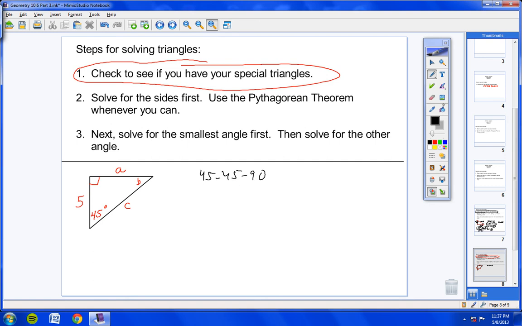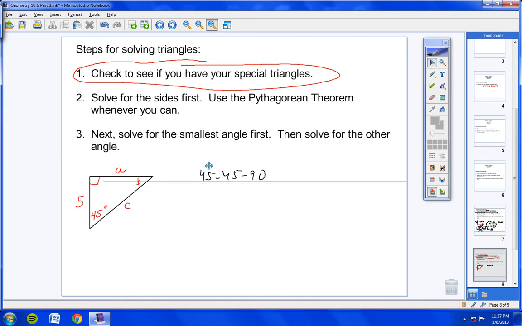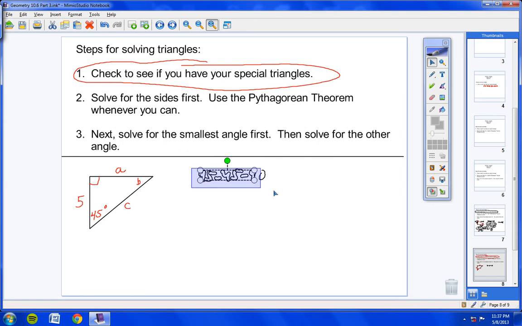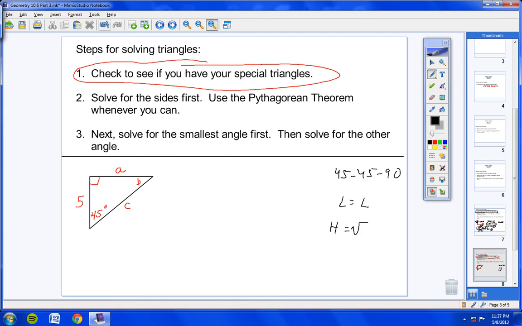Now, what do we know about a 45, 45, 90 triangle? Remember the 3 things you were supposed to learn? Hopefully you've remembered those. We had a quiz on them. One is, we know the 2 legs equal each other. And we know that the hypotenuse equals the leg times the square root of 2. And the leg equals the hypotenuse divided by the square root of 2. If you don't know those, you've got to learn those. That's why you had a quiz on them last week, okay?